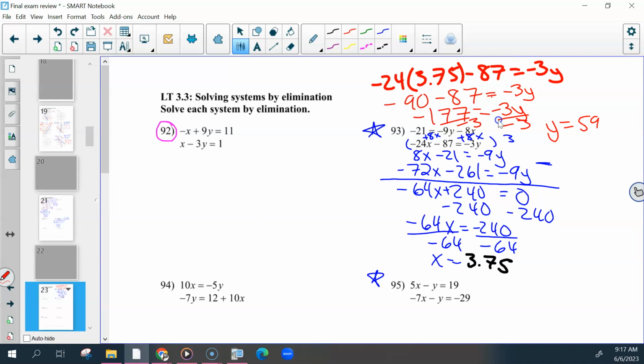And then last step, just like the last one, write that as an ordered pair. If while you're solving you get decimals or fractions and the decimals aren't nice, leave it as a fraction. But in this case, it worked out, they were nice. Questions about 93 before we do 95?